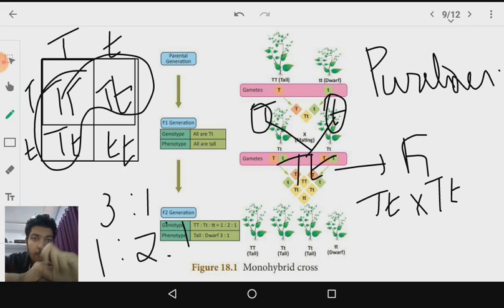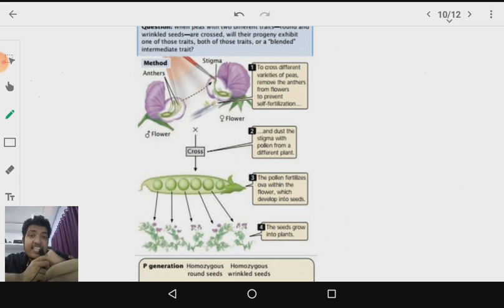So this is a fixed ratio for monohybrid crosses. Moving on with the next topic, that is how exactly is this selfing and crossing carried out. Crossing means we are going to take pollen grains from the anther of one flower and dust it on the stigma of another flower. Then the process of crossing is done.